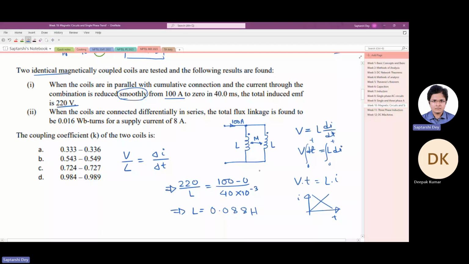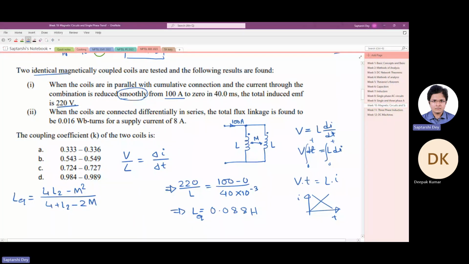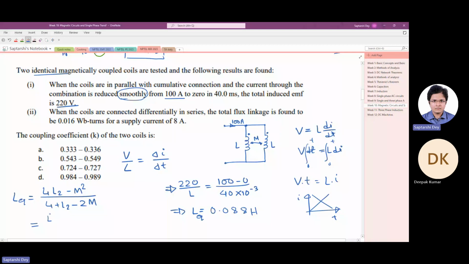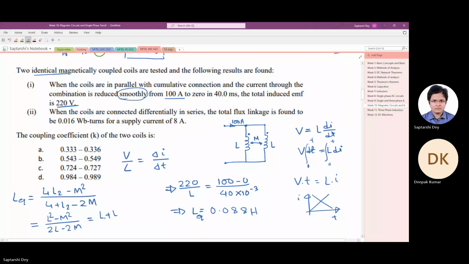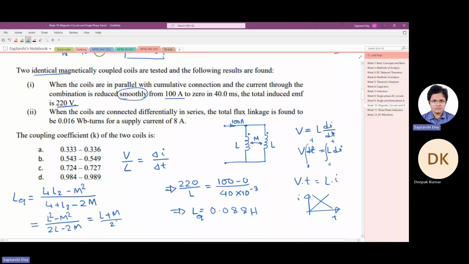And for this equivalent circuit, this is LEQ. For such a combination, the equivalent inductance LEQ is given by (L1 L2 minus M squared) by (L1 plus L2 minus 2M). Now since in our case L1 and L2 are equal, I write L1 equals L2 equals L, then I can write (L squared minus M squared) by (2L minus 2M), which becomes (L plus M) by 2.